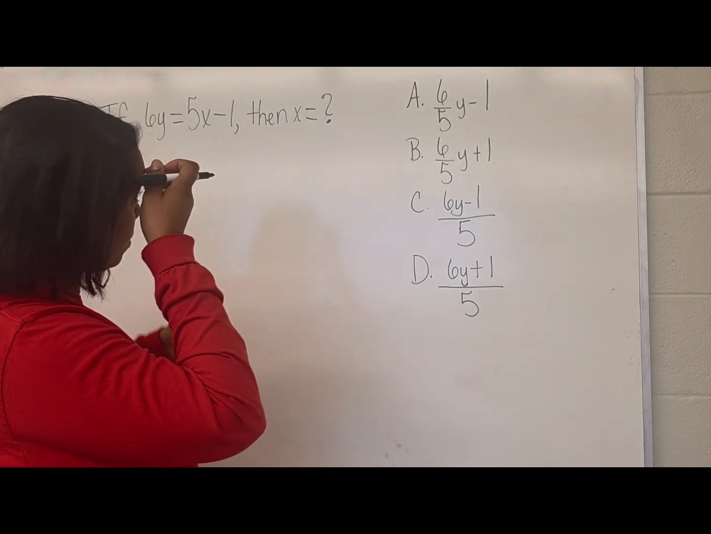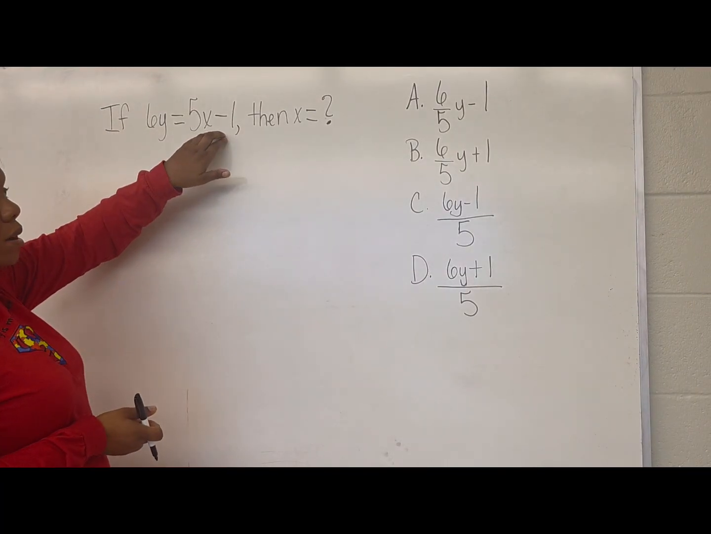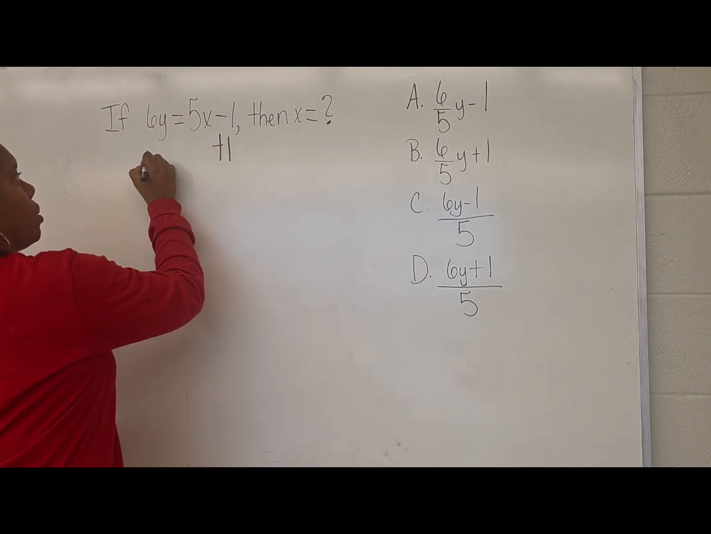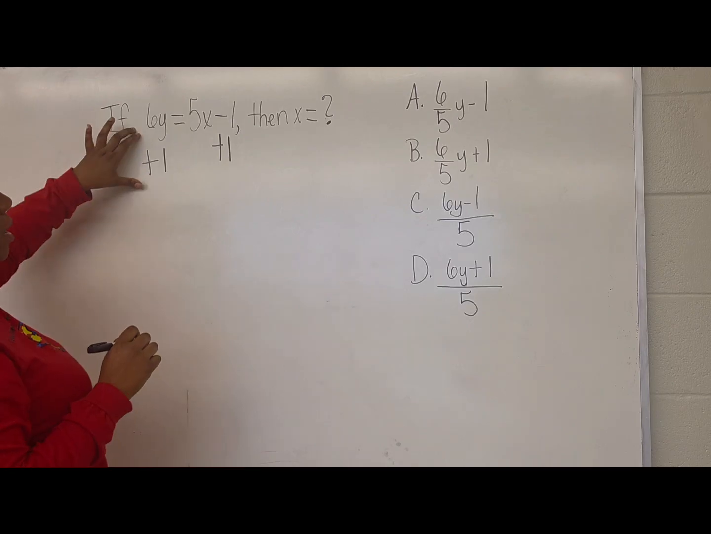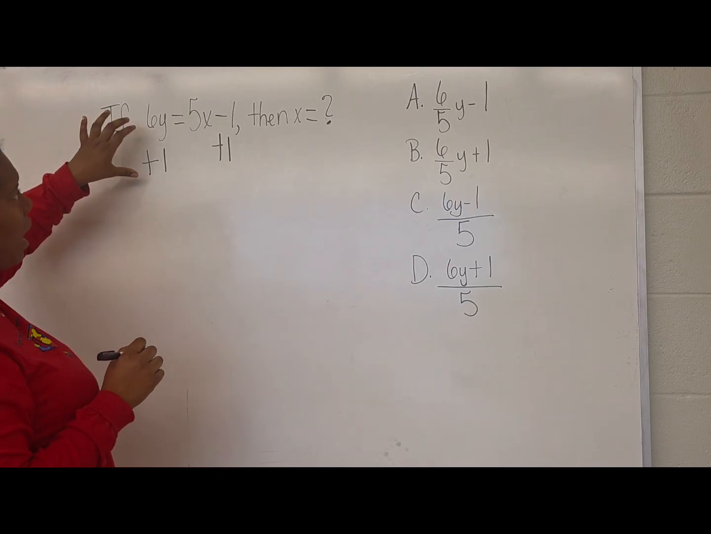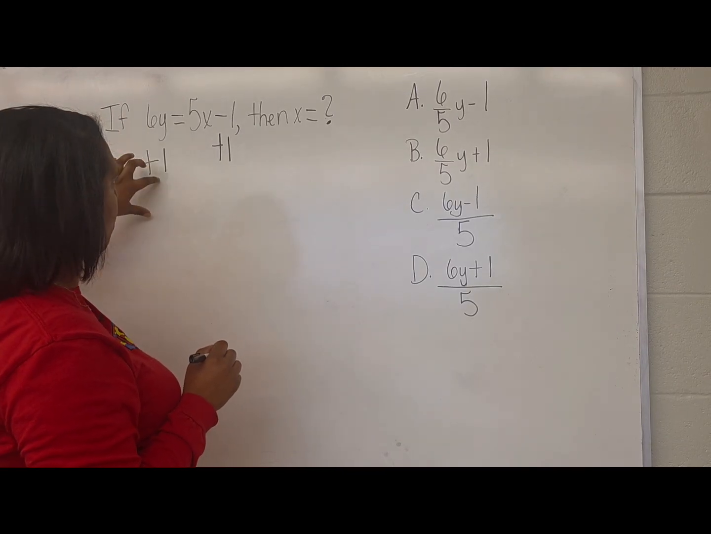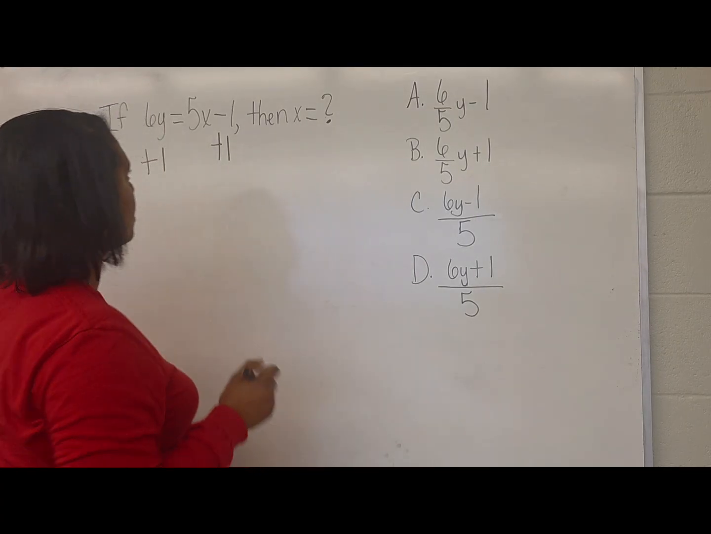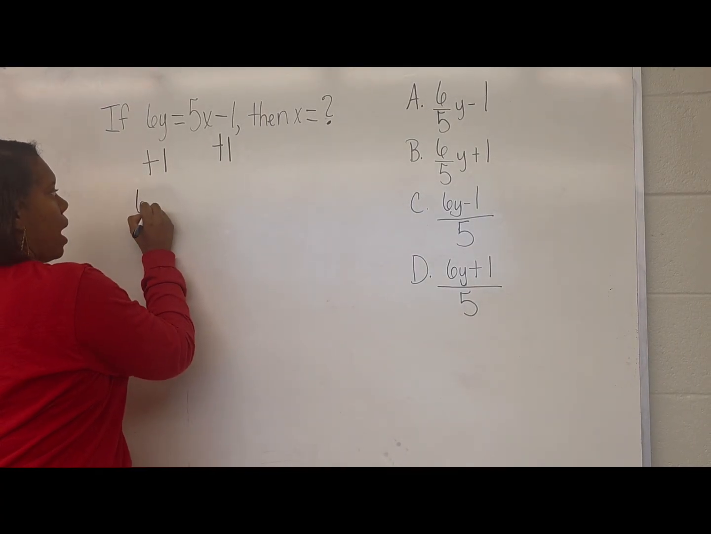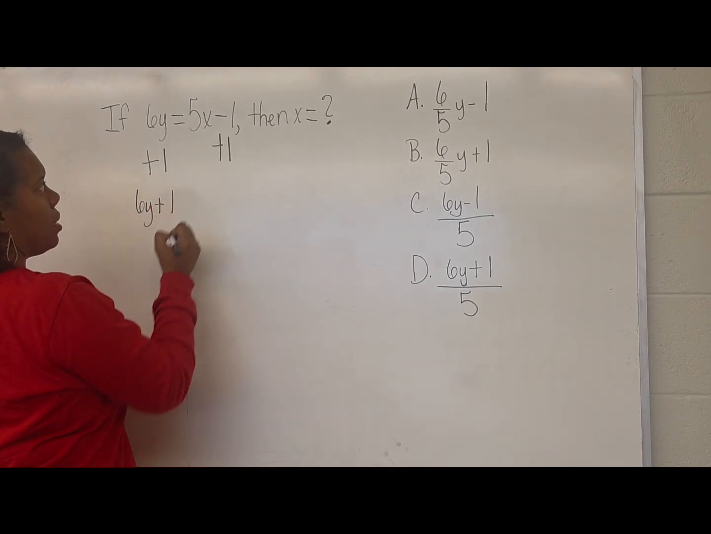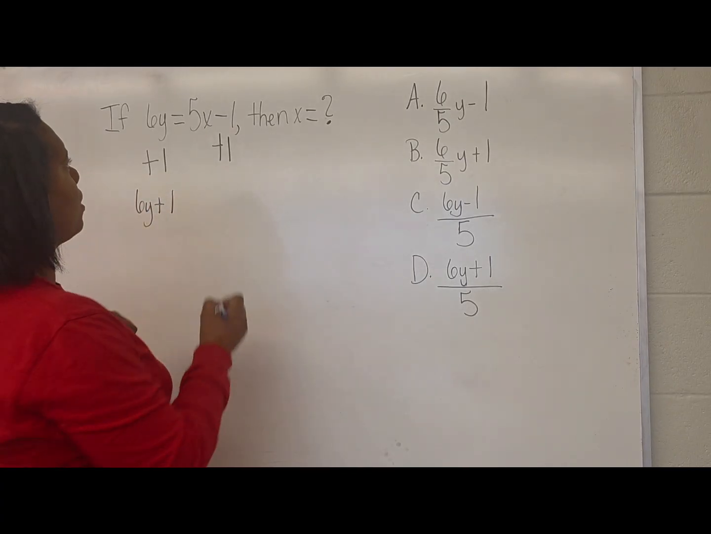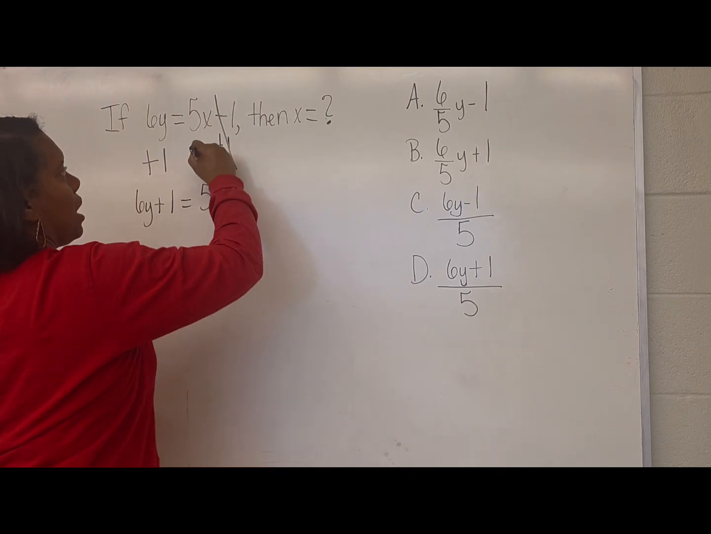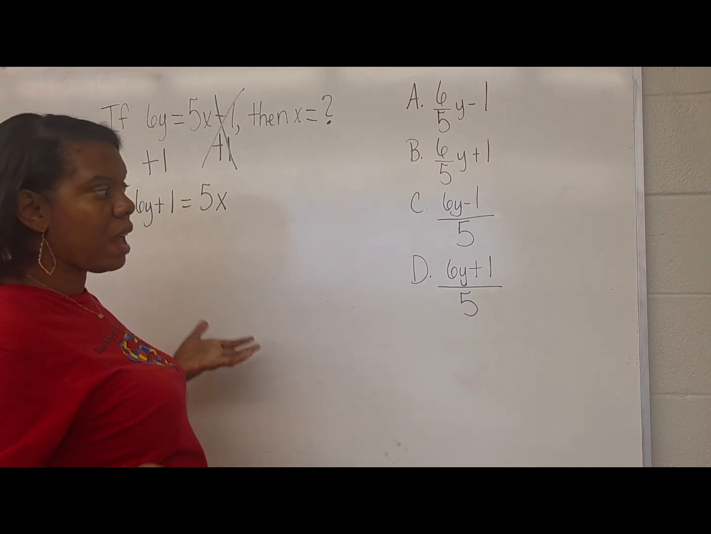Here we go. We have minus 1 here. We need to add 1 to both sides. Now, adding 1 to both sides, you might say, how can we add 1 to 6y? Looking at our answer choices, this is going to guide us. So 6y plus 1 is going to look like this. Equals 5x, because this cancels out. Okay, now we're not finished.